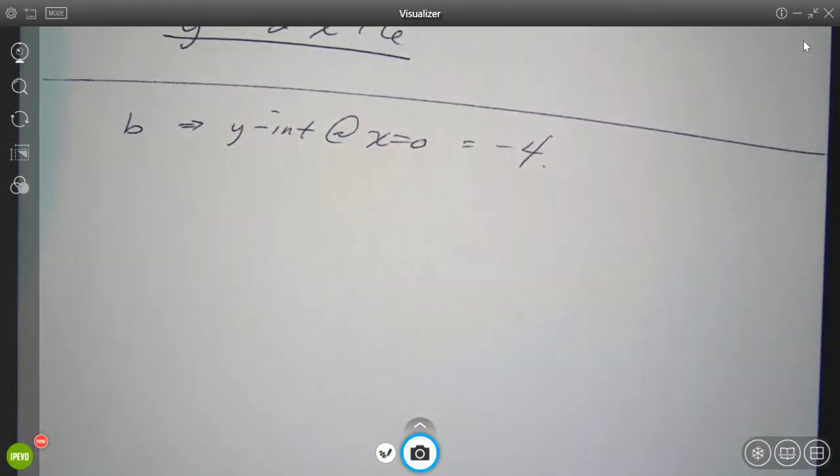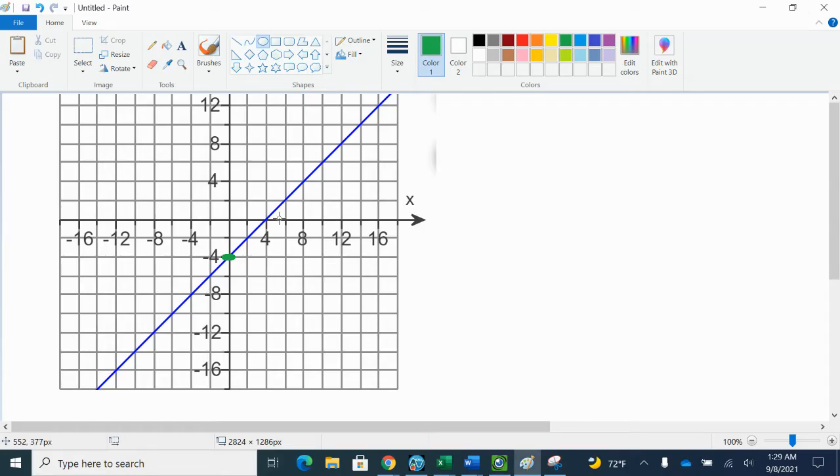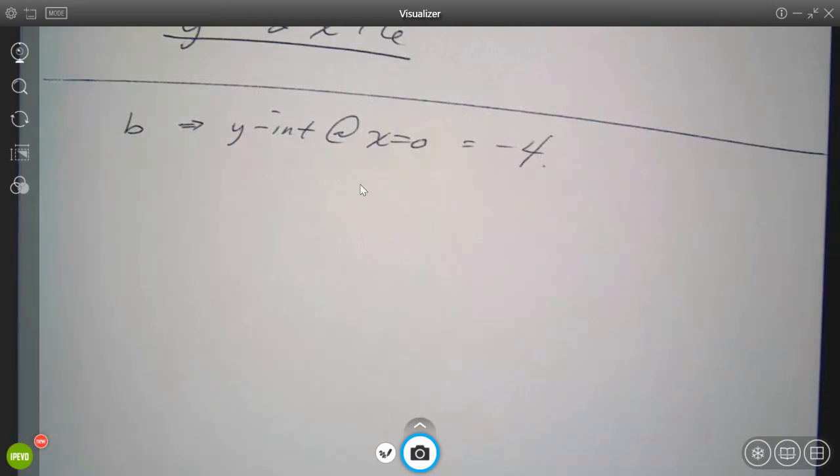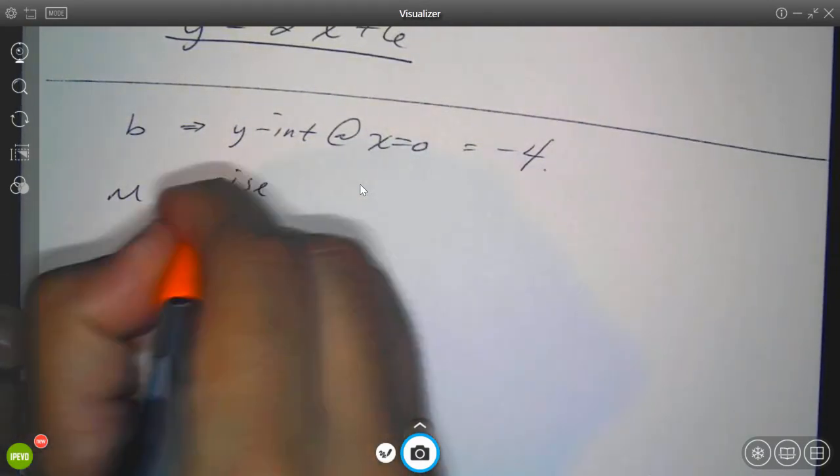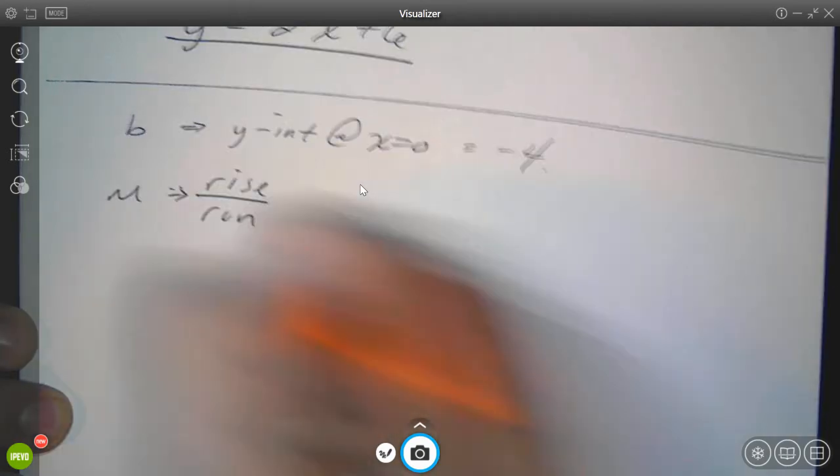And again, it's not by luck. The x value here is 0, where my mouse is at. When x is 0, my y is negative 4. That is why it's the y-intercept. All right? So that is the fact that we have. Next, I need to find my slope. So again, my slope is rise over run.